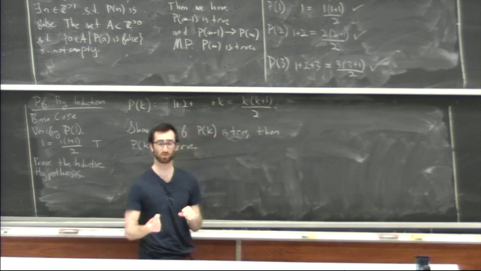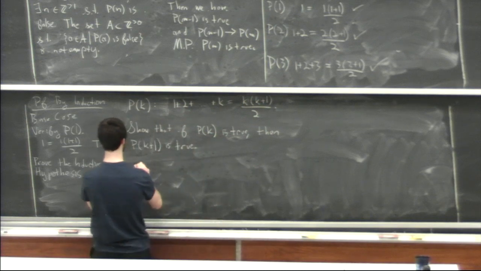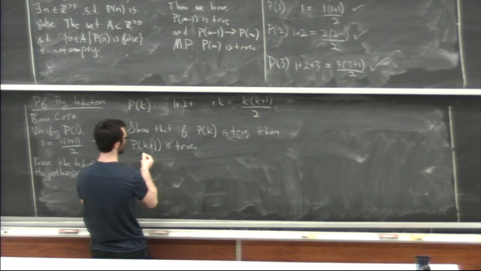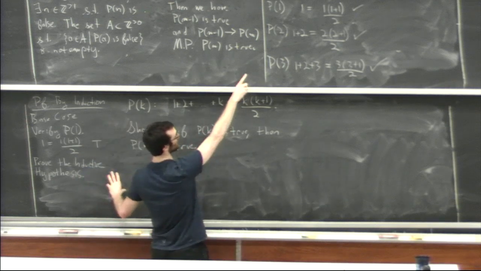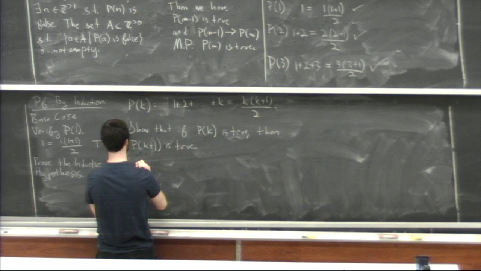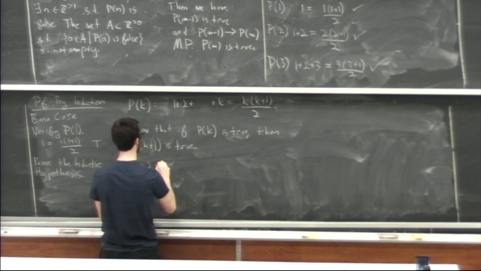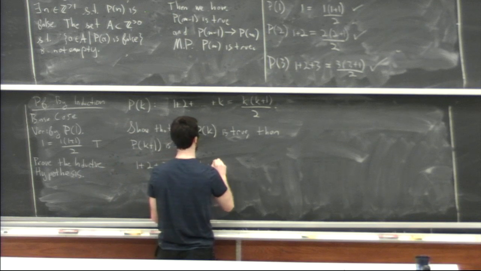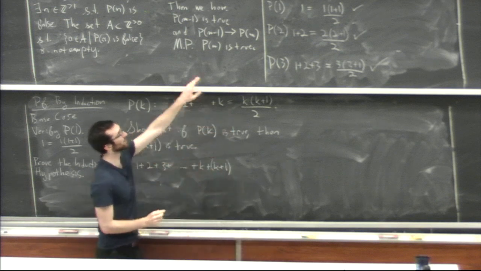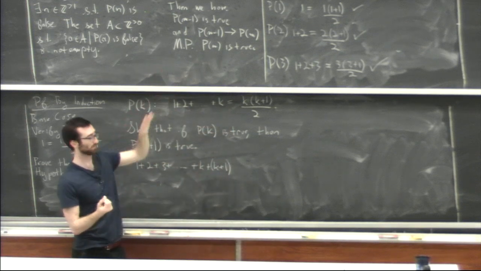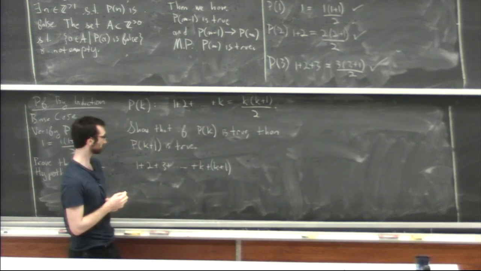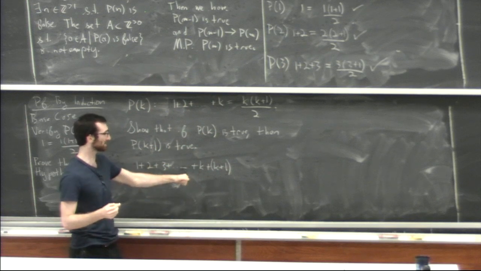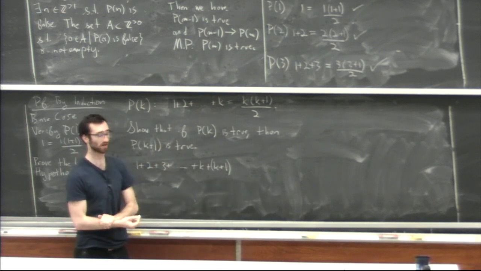So what I want to do is I want to try to do the following. So if I wanted to show P of k plus 1, I want to write out explicitly what one piece of that statement is. So 1 plus 2 plus 3 plus ... plus k plus 1, right? This is the left-hand side of the statement P of k plus 1. And I want to manipulate this until it's equal to the thing that I want it to be equal to.